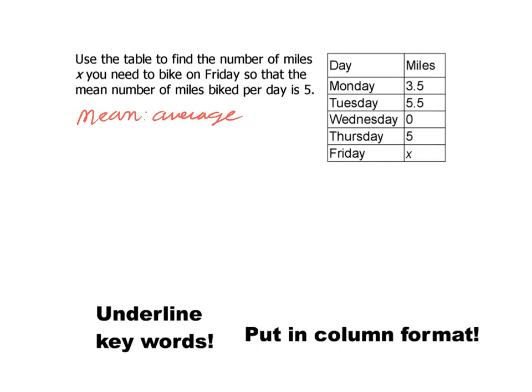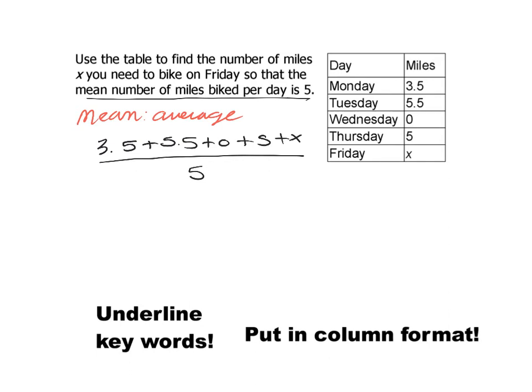So I'm going to do step 1 first. Step 1 is to add them all up. 3.5, 5.5, 0, 5, and x. How many are there? Well, there's Monday, Tuesday, Wednesday, Thursday, Friday, so there's 5. What does it say in the problem that I want the average to be? 5. It says it wants the mean number of miles biked to be 5. So I'm going to set that equal to 5.